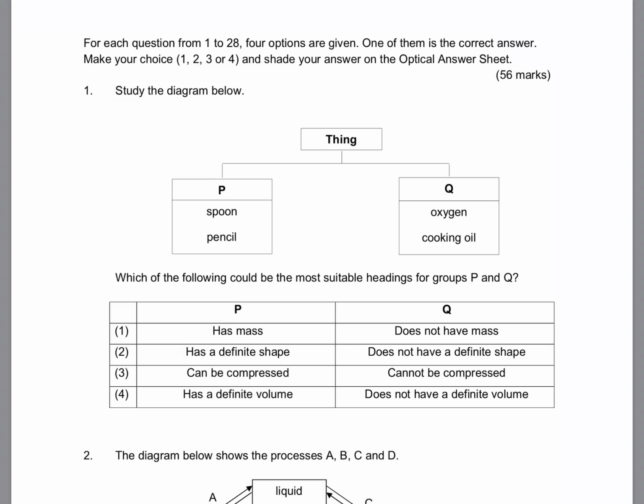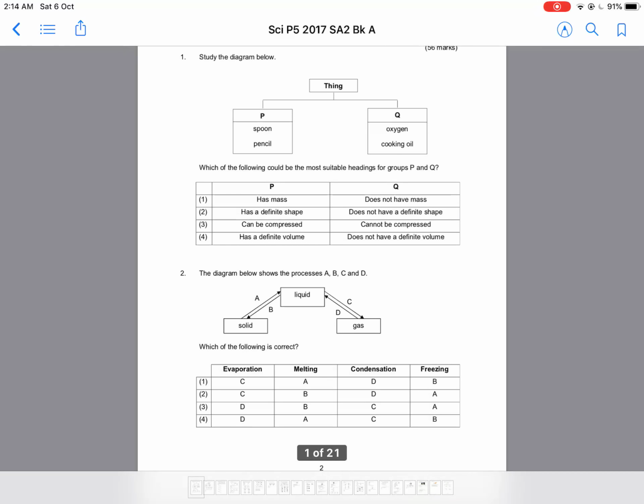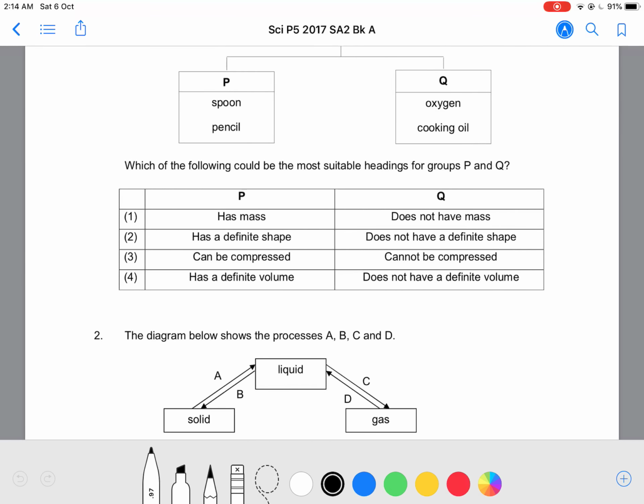Alright, in this video, we are going to go through the answers and steps to our MCQ booklet. Let's start off with question 1 first. Question 1, you have got P and you have got Q, and they would like you to have headings for P and Q. So let's look at what are the possible headings.